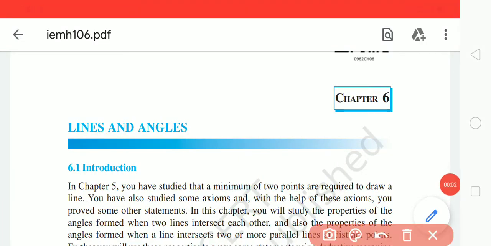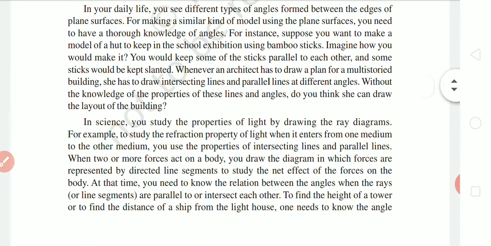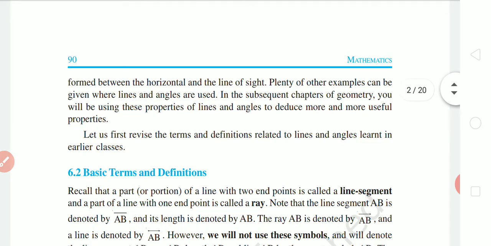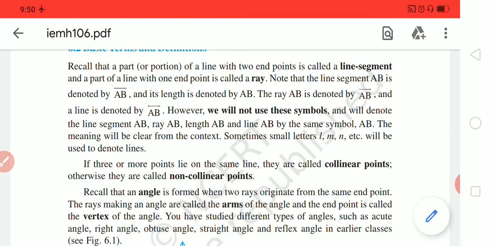Hello everyone, today we are going to start chapter number 6, that is lines and angles. You are quite familiar with the term lines and angles too. We just do the concept today, basic terms and definitions.